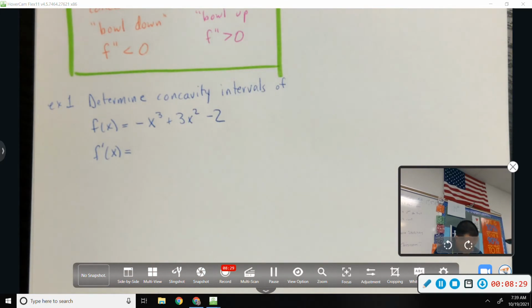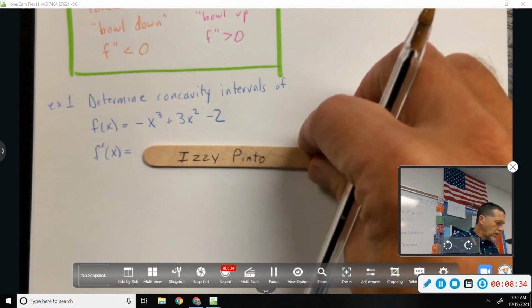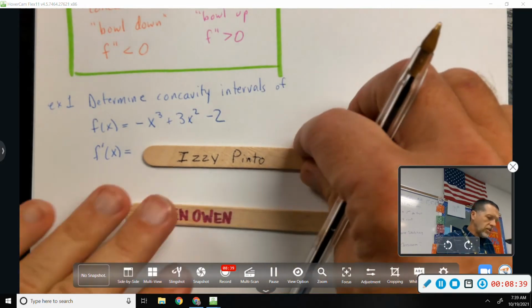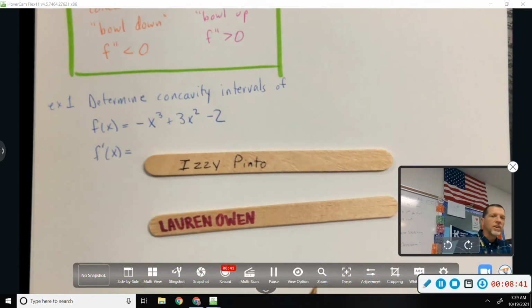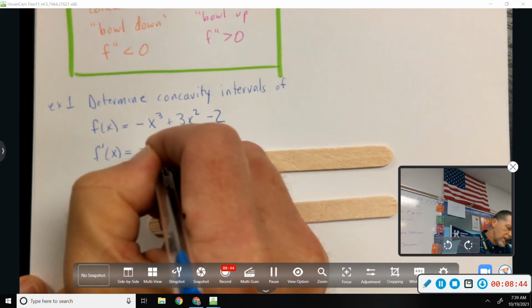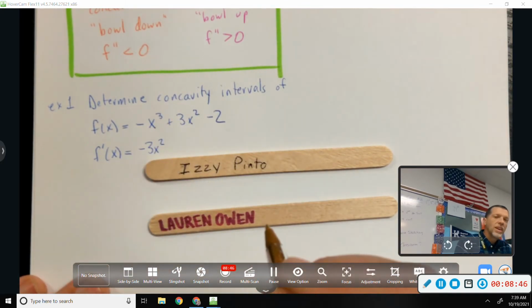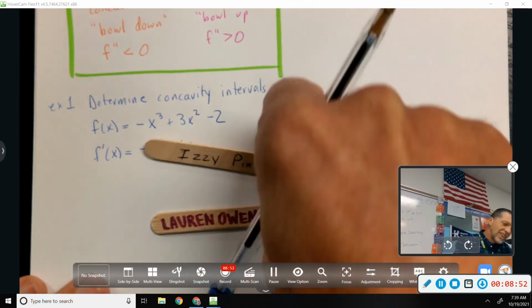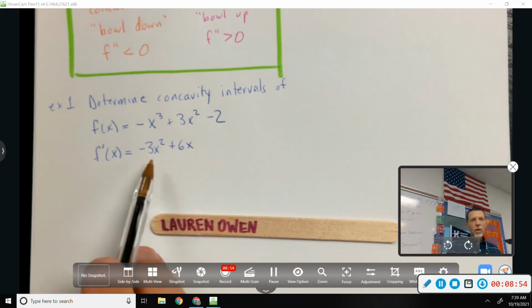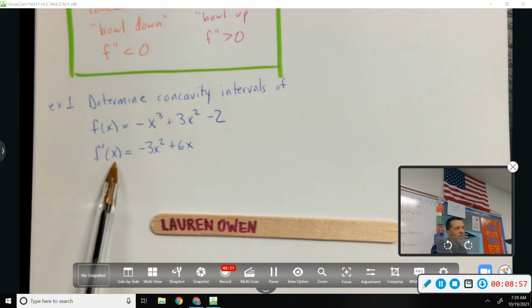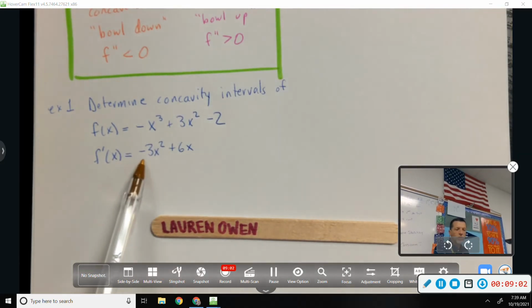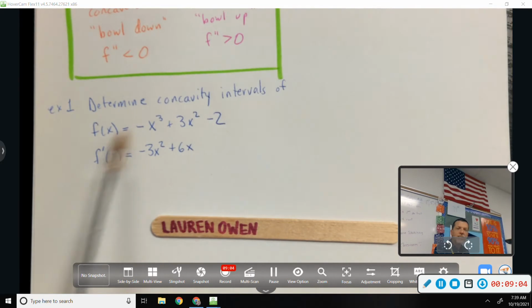So, first derivative, and since it's just a polynomial, I don't feel bad at all about picking on people. So, Izzy, what's the first derivative of our function here? Keep going, yeah. Plus 6x. Good. And so let's pause here for a minute. First derivative tells us increasing, decreasing, which can lead to maxes and mins. We can do increasing and decreasing intervals off of that. So there's a lot of stuff we can do with that.